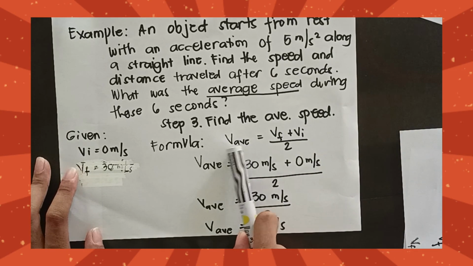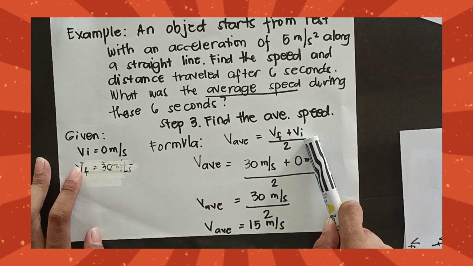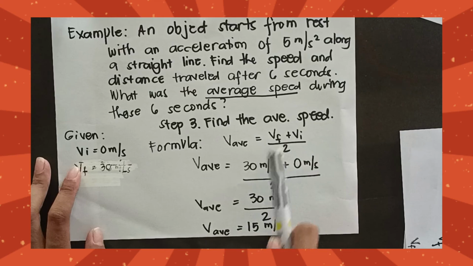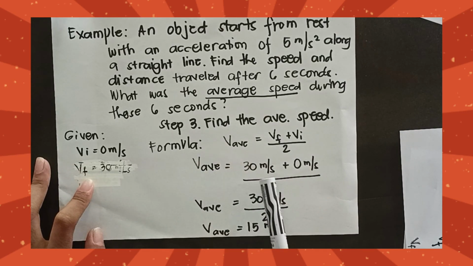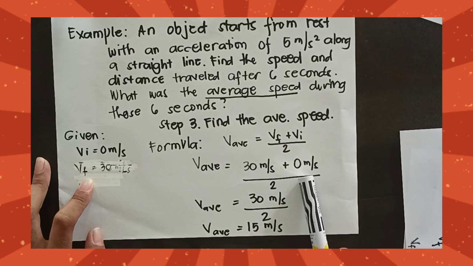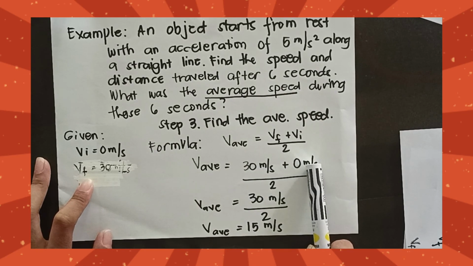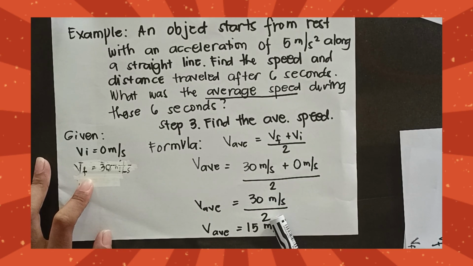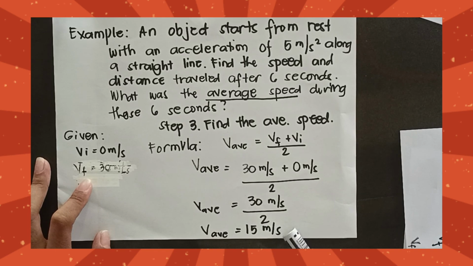So, average velocity is equal to final velocity plus initial velocity divided by 2. So, since we have the final velocity which is 30 meters per second, ito po yan, and ang ating object ay at rest which is 0, pagpaplasin po natin yan and we will divide it into 2. So, the average velocity is 15 meters per second.